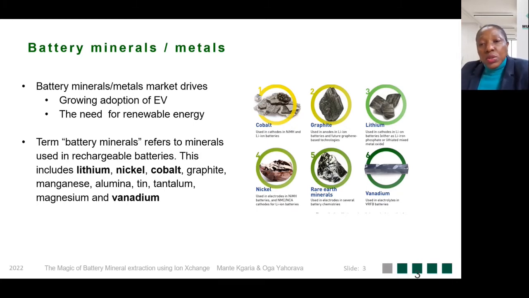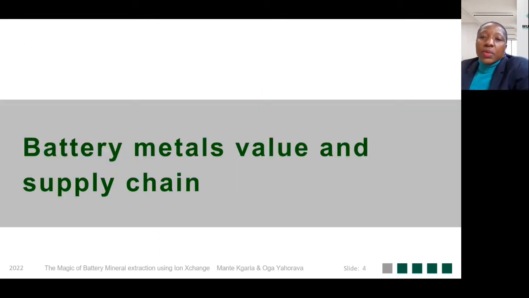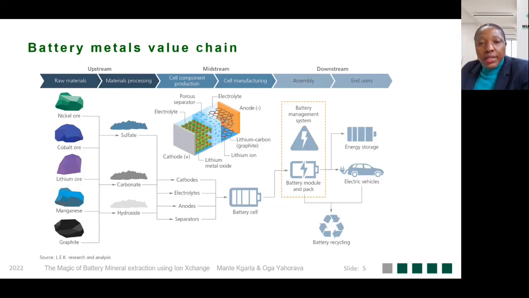The raw materials used in battery manufacturing are a source of metals such as lithium, nickel, cobalt, and vanadium, which are used as precursors in the battery manufacturing process. To understand how these metals are vital in the battery manufacturing value chain, we will just summarize it to try and have context.